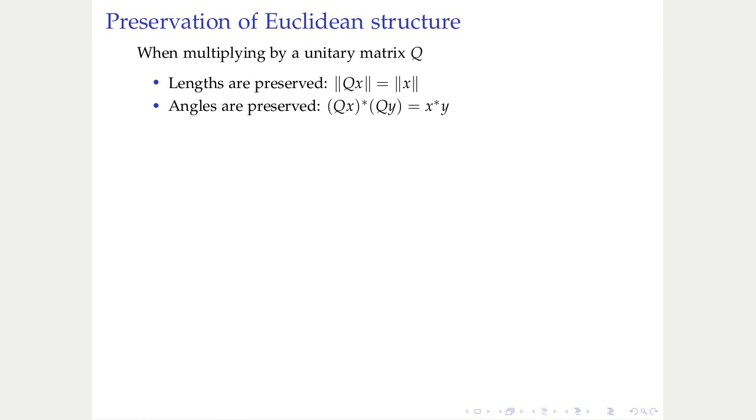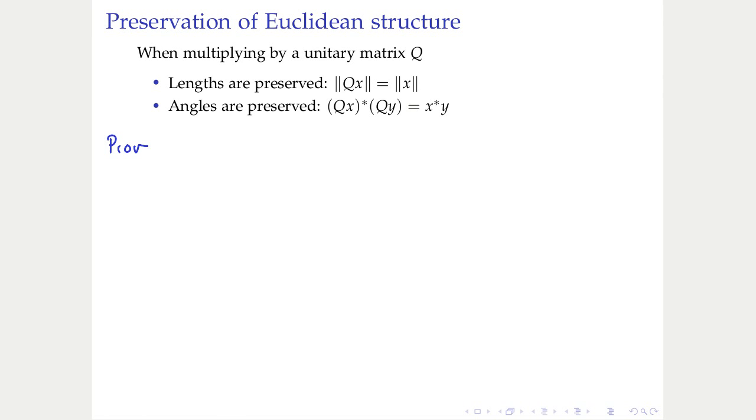Okay, so just as I was saying, when we multiply by a unitary matrix or an orthogonal matrix, hopefully by now you're getting used to me using these terms interchangeably, lengths are preserved and angles are preserved. Like I said before, you can work out the angle between two vectors by computing their inner product. So this statement I've got here is equivalent to saying that the angles are preserved. These are actually quite easy things to prove.